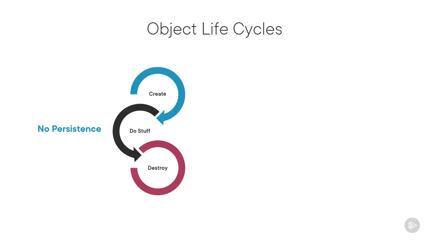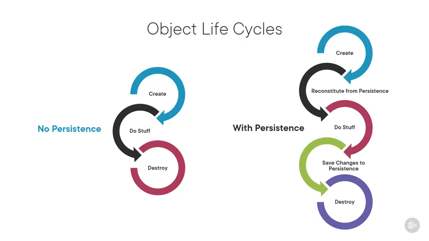When you think about the life cycle of an object in your application, you should consider two cases. In the first case, you have objects that are not persisted. These objects are created, perform some work, and then they're destroyed. In the second case, you have objects that are persisted. These objects have a slightly more involved life cycle, since after the object is created, it must be reconstituted with whatever state it had when it was last saved. Then it can perform whatever work the application needs it to do, after which it may need to save its state to some persistent storage before finally being destroyed.